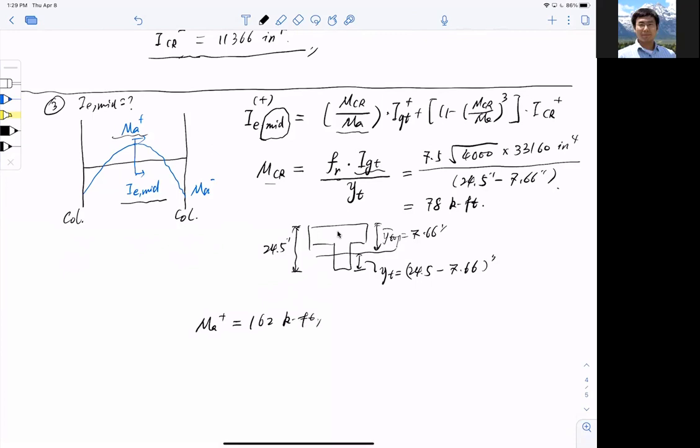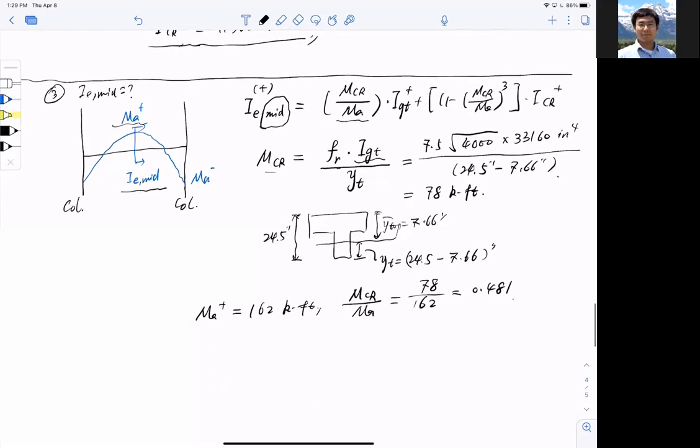162 kip-foot. So immediately I can obtain the MCR over MA ratio. That is 75 divided by 162, and I have 0.481. Professor, isn't this 78? Oh, 78, you're right. Thank you, sorry about that. Yes, that's right, 78. Okay, so that is the ratio.